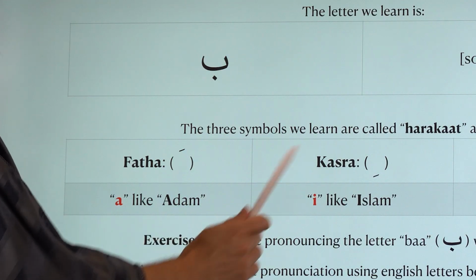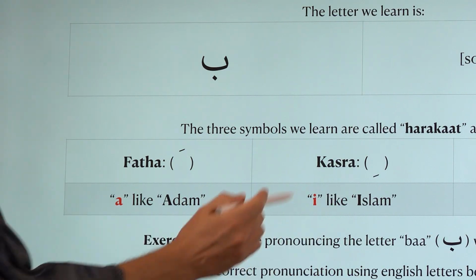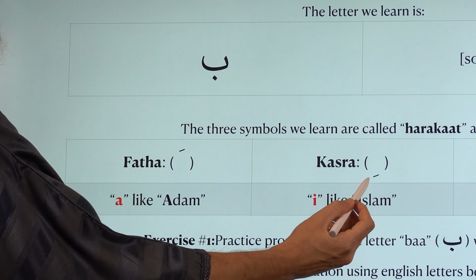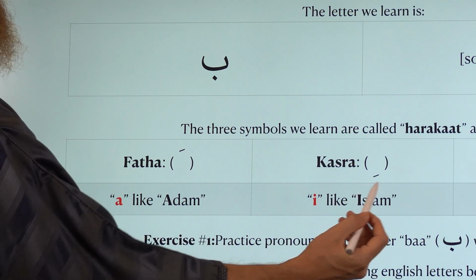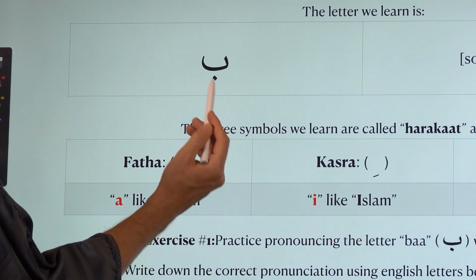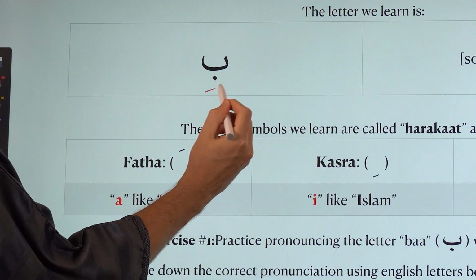The second harakat we want to learn in this lesson is the kasra. Now the kasra looks just like the fatha. It's just a straight line. However, the kasra is written beneath a letter. For example, if we were going to write a kasra beneath the letter ba, it would look like this.